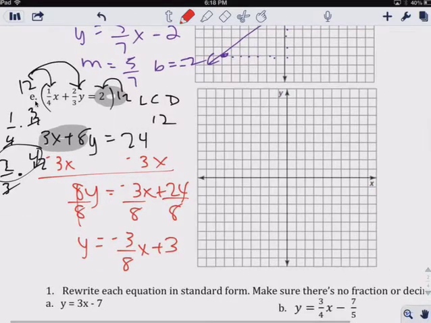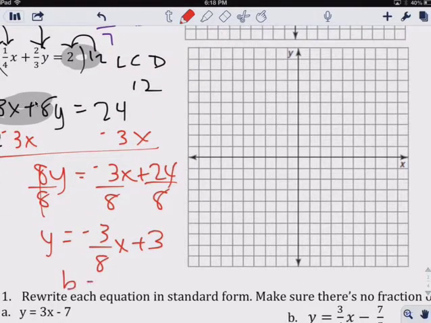Graph that. The y-intercept is at 3. Slope is negative 3 over 8. That means down 3 over to the right 8. Okay, down 3, right 8. Right there, down 3. Oh, no more room. Up 3 over 8 the other way. Okay, right there.